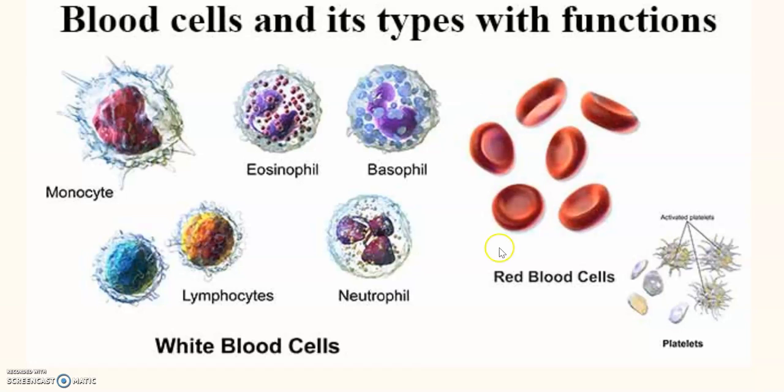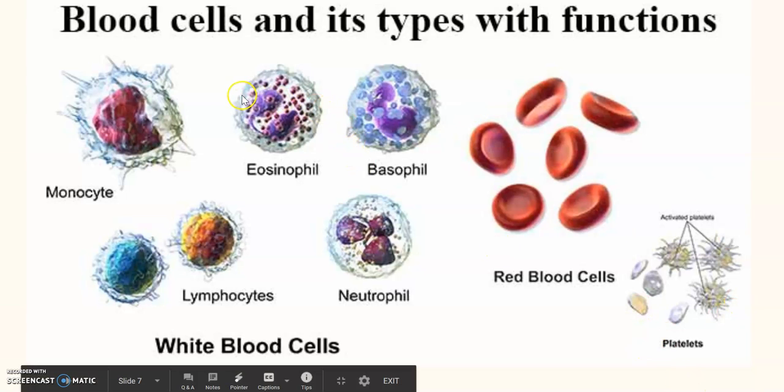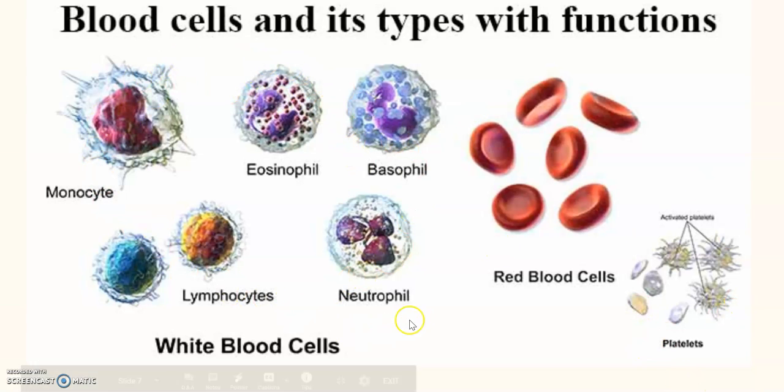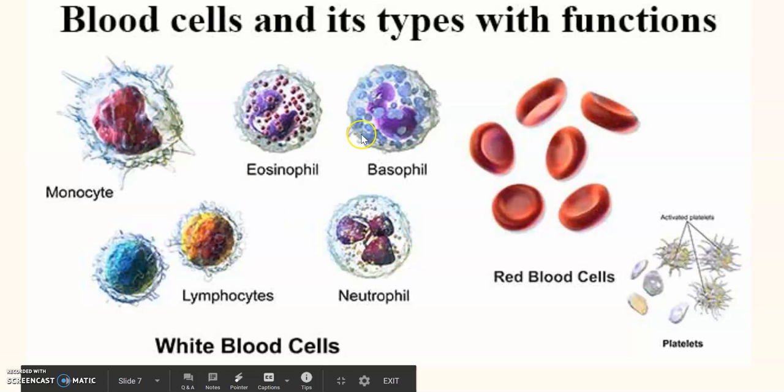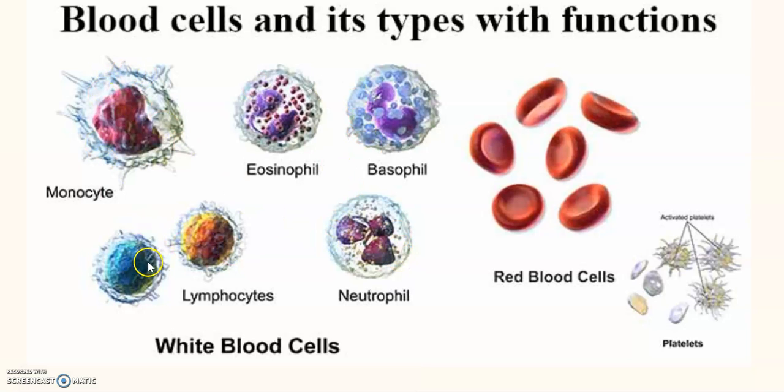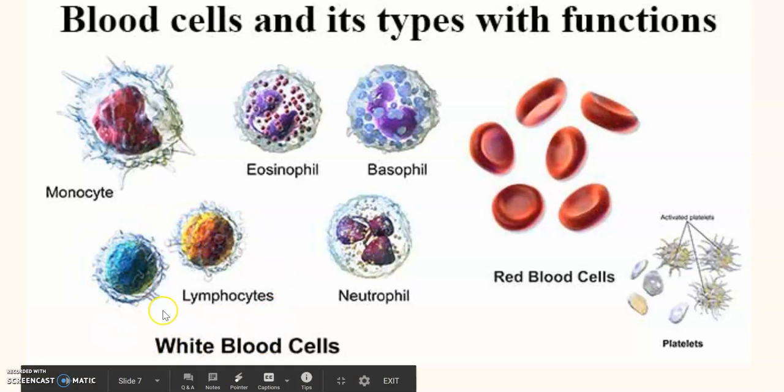Okay, so 3 types of blood cells. You have white blood cells, red blood cells, and platelets. I'm not going to assess you over the different types of white blood cells. We just don't have time. But just know that there are a few different types. T cells and B cells, those are specific types of lymphocytes that we discussed last unit.